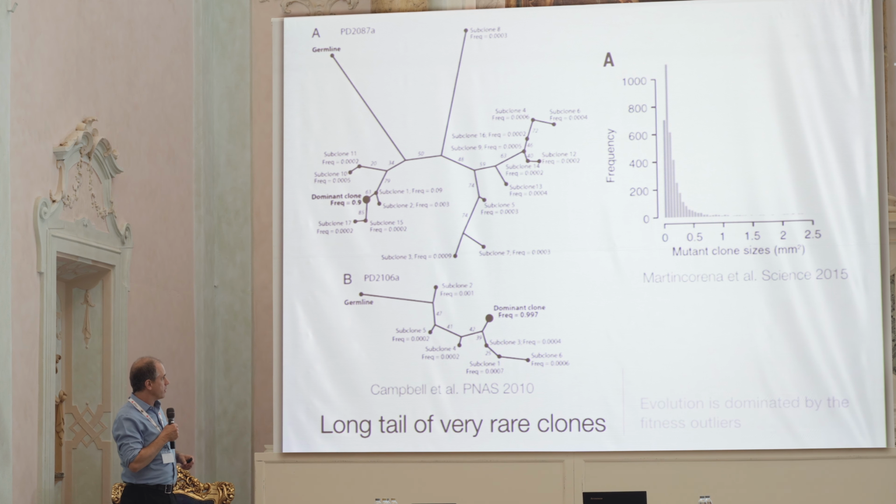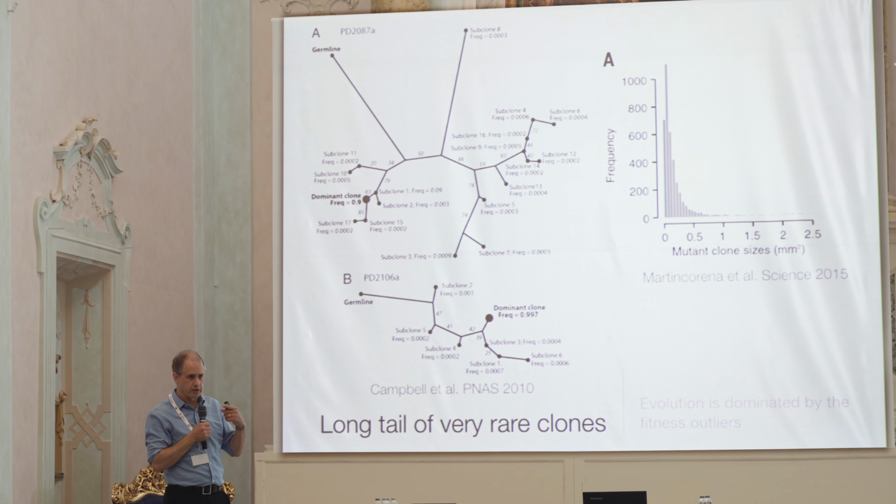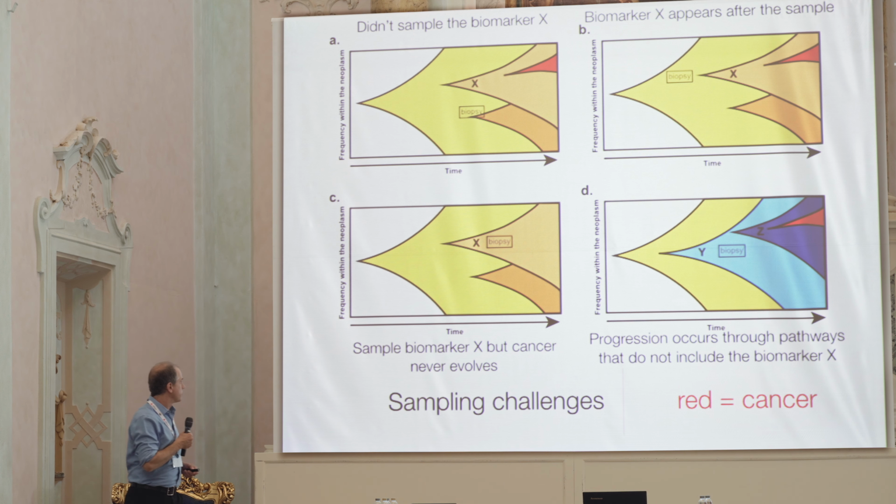The other data here is from the normal skin of the eyelid that Inigo Martin Correa sequenced, and of course picked up lots of tiny clones in the eyelids of these people that were getting eyelid reduction surgery. So there's a very long tail of rare clones. It's a big problem for us.